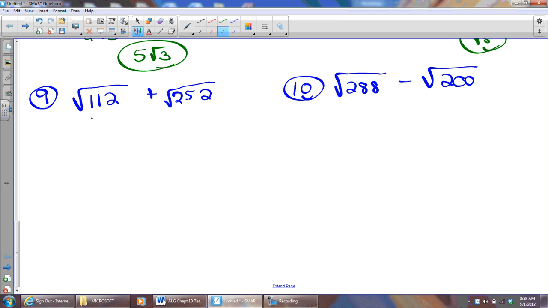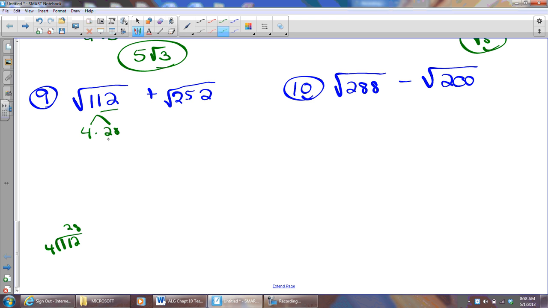So half of 112. Actually, you know what? 4 is going to go into 112. You know how I know? The last 2 digits are divisible by 4. So I'm going to do 112. I'm going to divide it by 4. And that's going to go in 28 times. So right now, I've got 112 as 4 times 28.